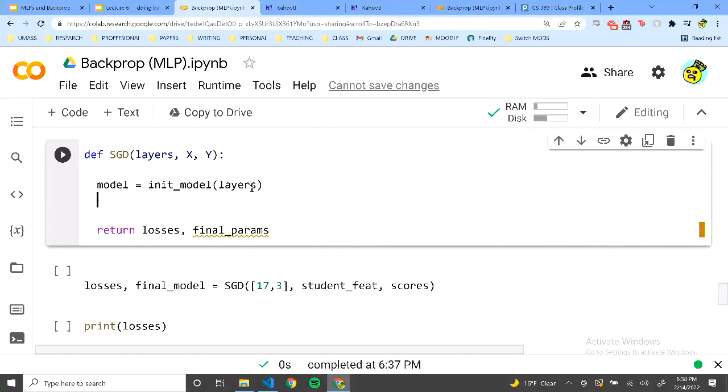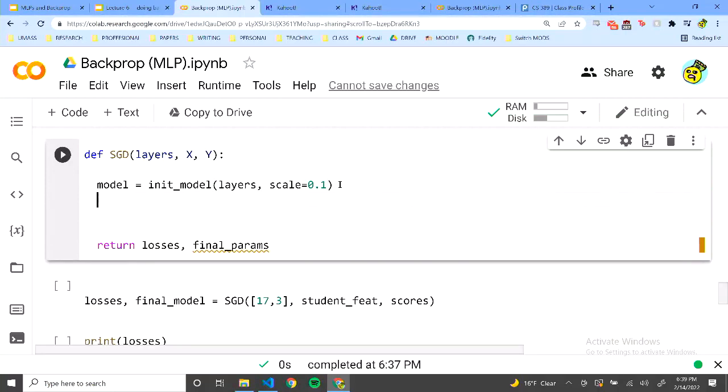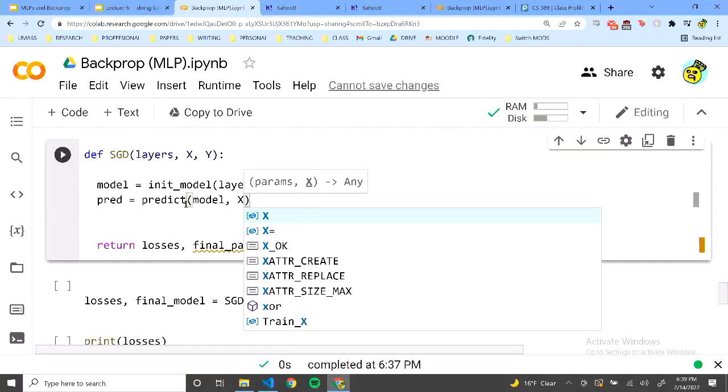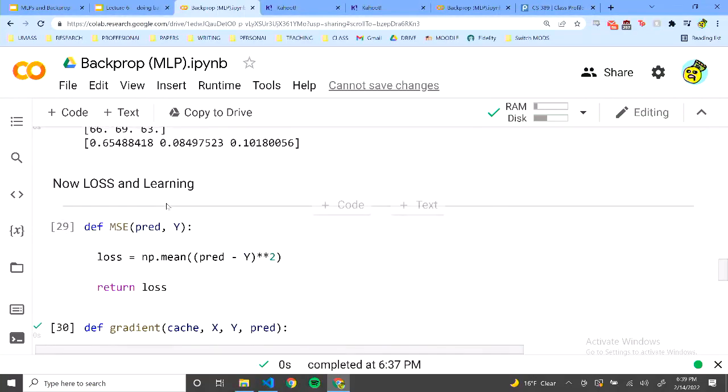Oh, yeah, sorry. Let's just say that scale equals 0.1 for now. I'm not going to explore much about how scale works. That's in the second written bit. You can try it out and see how it works. But for now, let's just leave it at the default that I had in the homework. All right. So the first thing we want to do is our prediction. So our prediction is going to just be predict our model X. I'm pretty sure. Let's make sure that the definition's right.